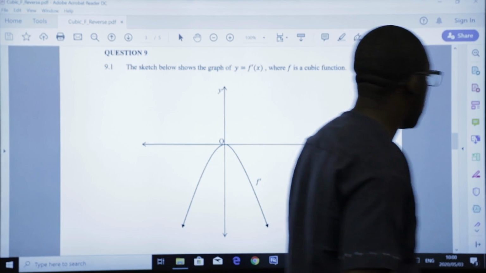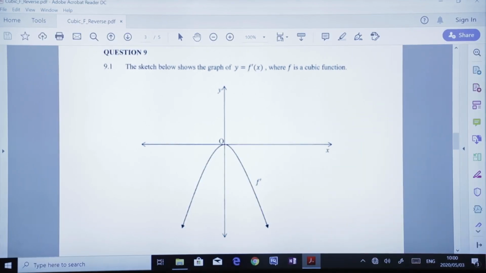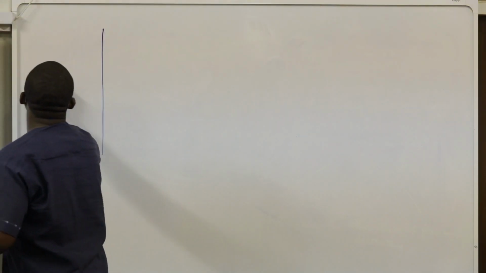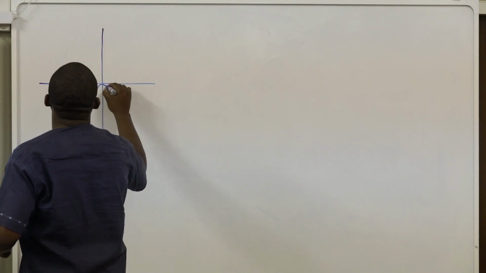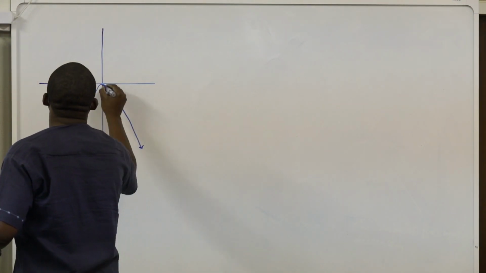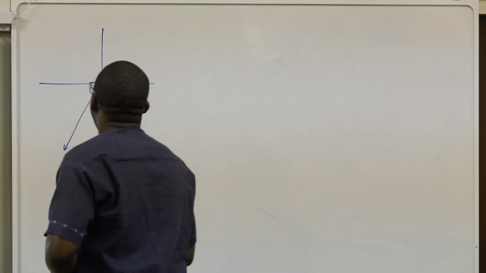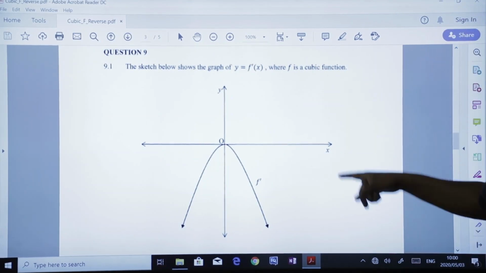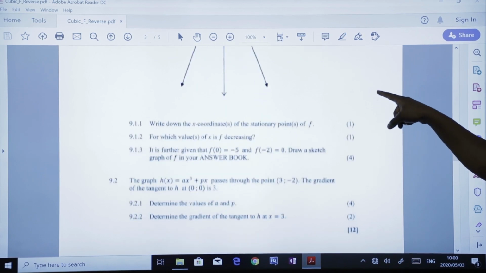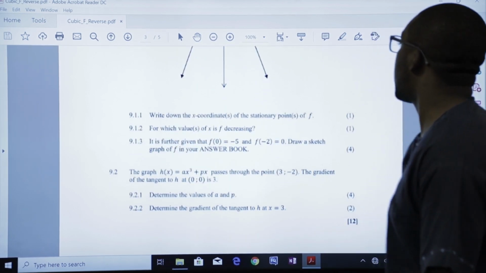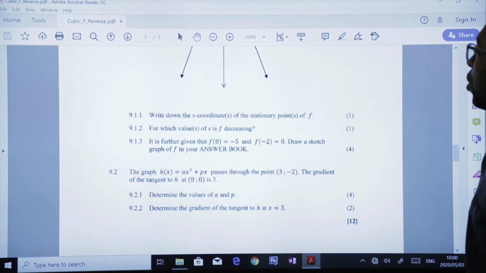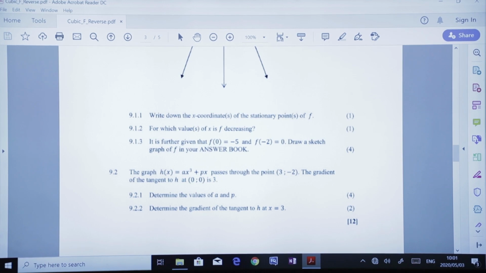The next question. The sketch below gives the graph of y prime of x, and it looks like a parabola that is sitting right at the origin. The original function f is obviously cubic. Write down the x-coordinates of the stationary points or point of f.